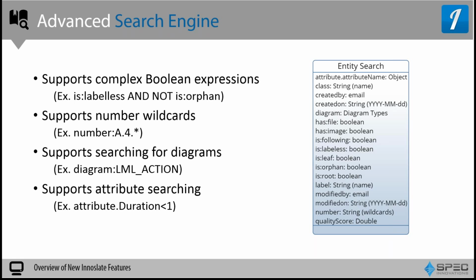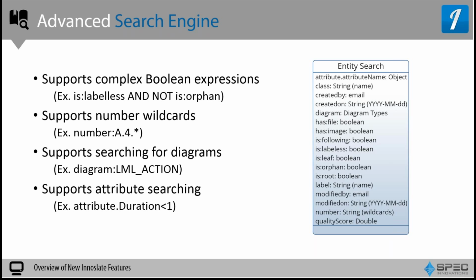So along with the new searches, we now support number wildcards, and that's one of my personal favorite new features. So you can do things like number : a.4. And that will find any entity that starts with a.4. So that's a great way, if you're in the entity view, to maybe make a relationship to a whole bunch of requirements all at once, or a whole bunch of actions all at once. It's a very much faster way to do things than you have been in the past.